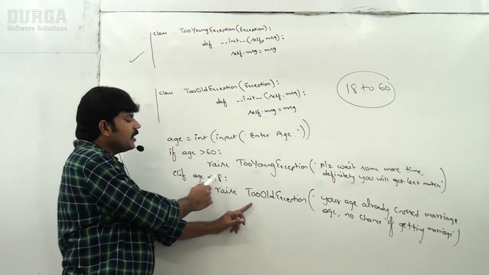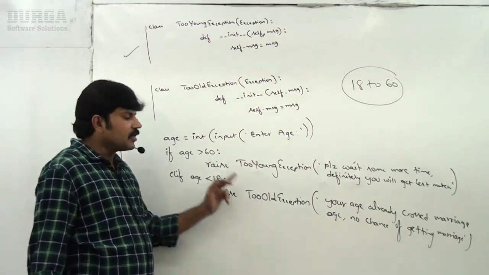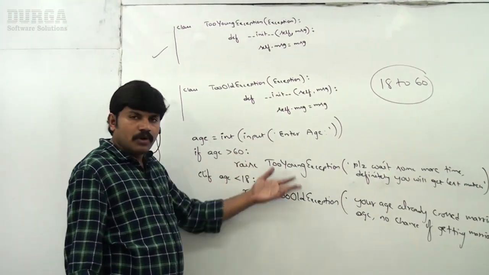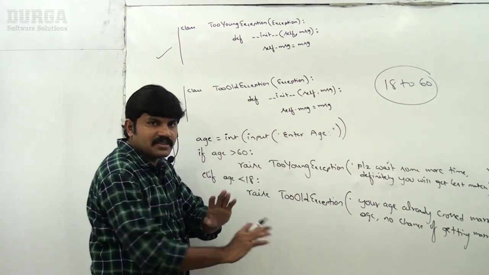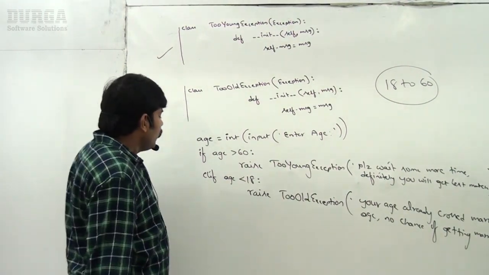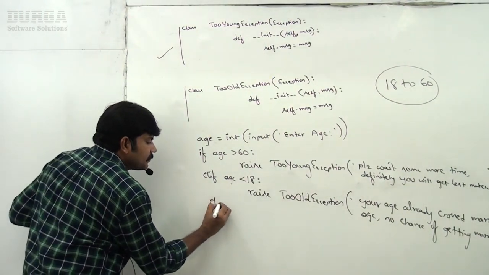Actually, here age less than 18 means TooYoungException, and age greater than 60 means TooOldException, we have to take. But I reversed it just for fun. Beyond that, nothing. Okay, next, else, sir.